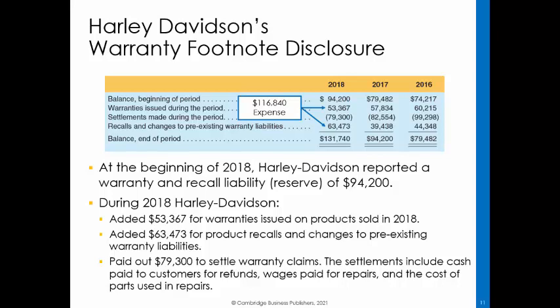During 2018, the company paid $79,300 to settle warranty claims. The settlement included cash paid to customers for refunds, wages paid to employees who repair the motorcycles, and the cost of parts used in repairs. It is important to understand that only the increase in the liability impacts the income statement. The accrual of $116,840 was recorded as warranty expense, which reduces pre-tax income.